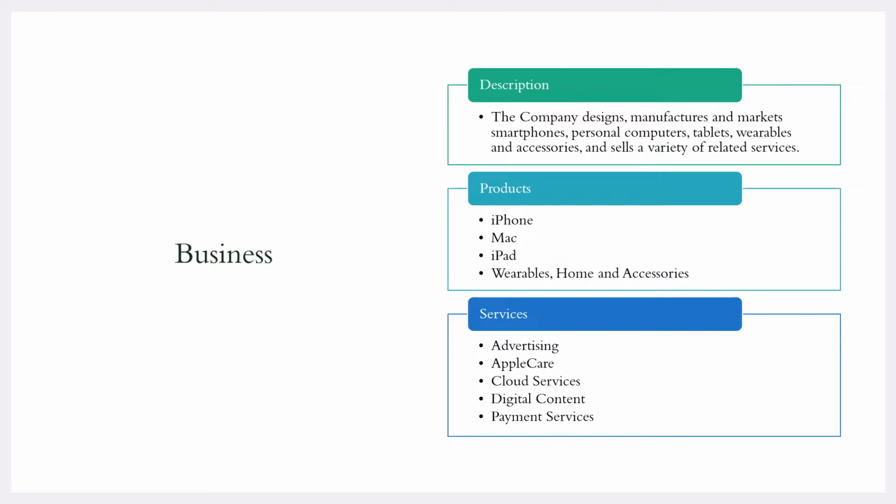Apple's 10K outlines its description, products, and services. The company designs, manufactures, and markets smartphones, personal computers, tablets, wearables, and accessories, and sells various related services. It has 4 main product segments and 5 main services segments.